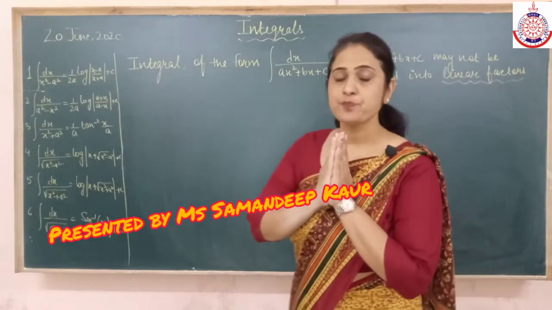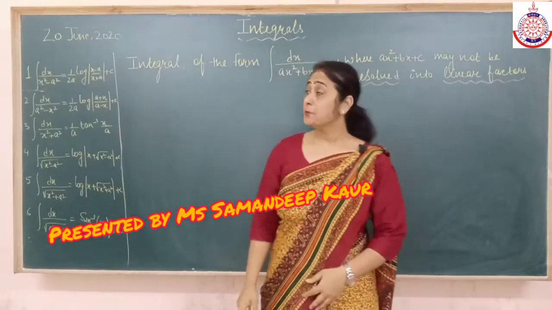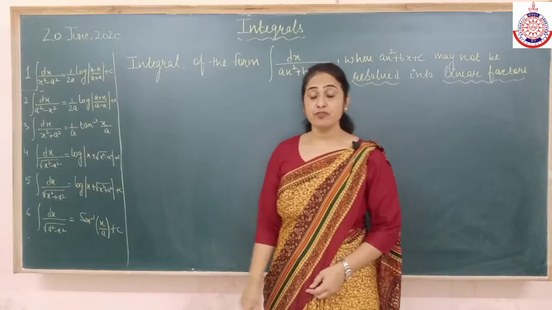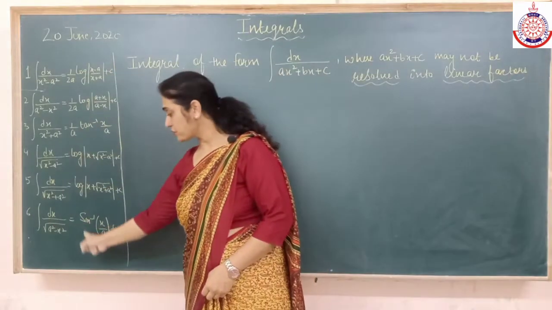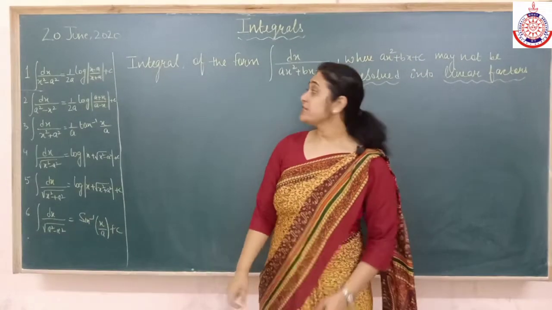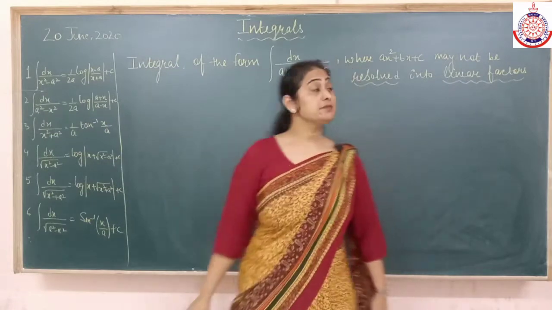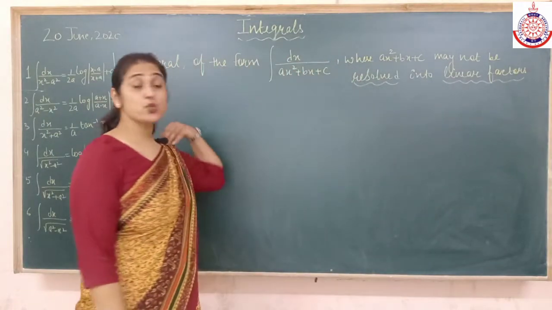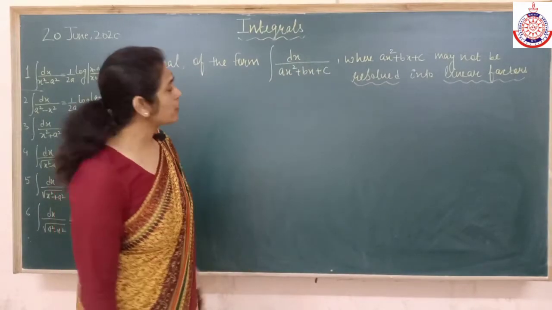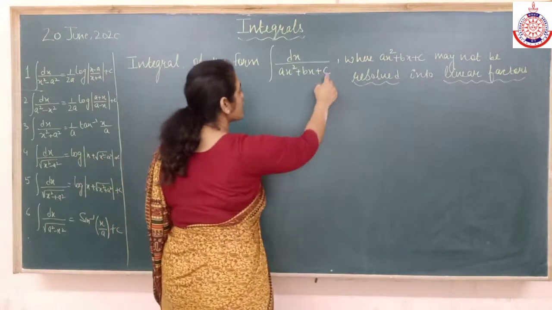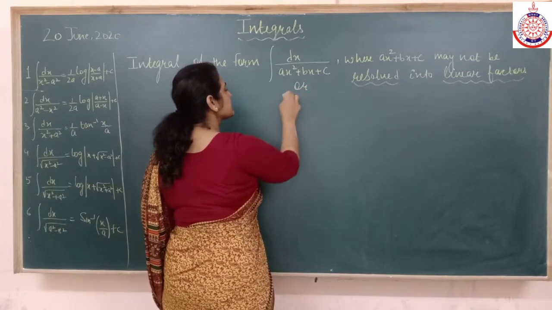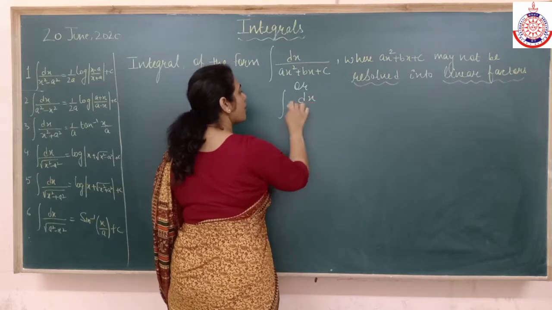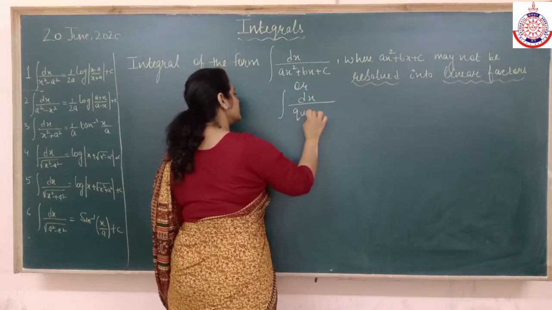Namaste students. Today we are going to start with the next form which will be based on the same formula which we did in the previous videos. The integral of the form dx upon ax square plus bx plus c. What is ax square plus bx plus c? It's a quadratic, or you can say it is dx upon quadratic.